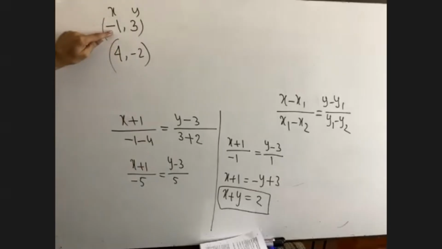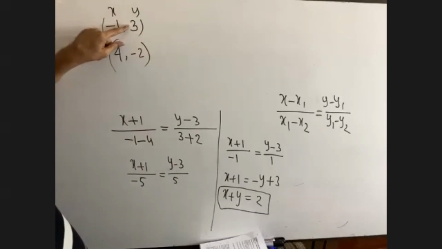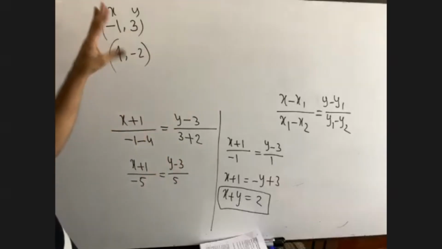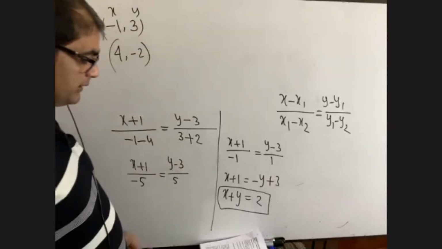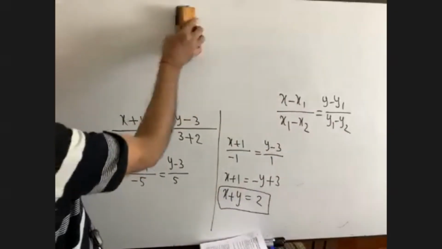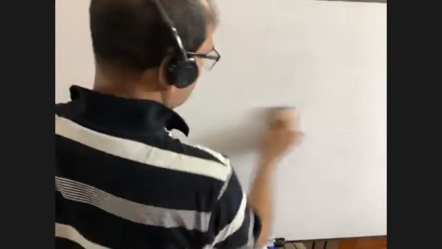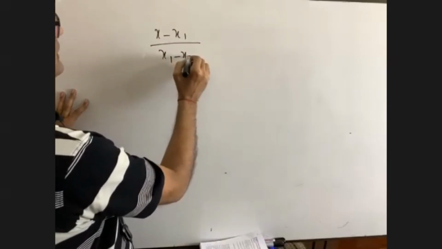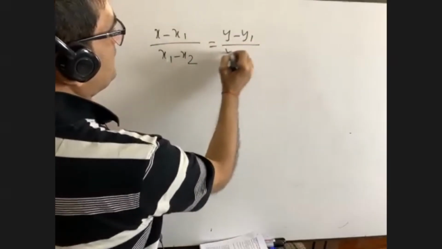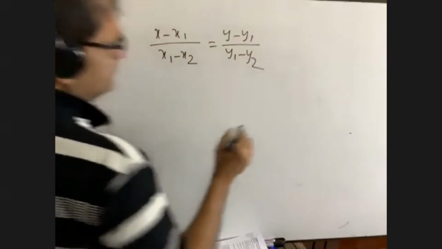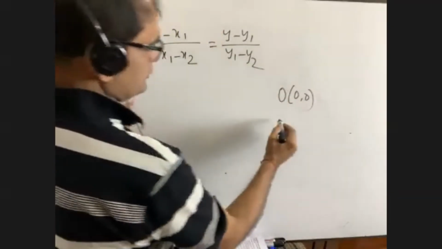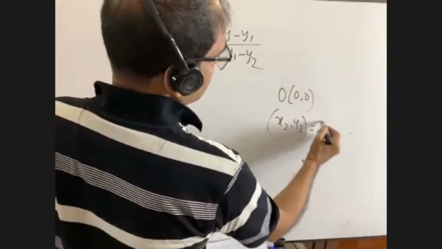What was the formula? At first, let me know. The formula is x minus x1 by x1 minus x2 equals y minus y1 by y1 minus y2. This is the formula, right? So, very good. This is x, this is x1, y1, and this is x2, y2. So x minus x1, that is x plus 1, by x1 minus x2, that is -5, is equal to y minus 3 by 3 minus y2. Have you got me? Yes, sir.